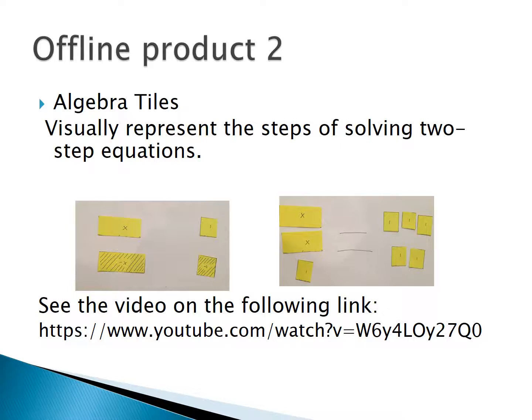I created a video about just one example of how to use algebra tiles to solve 2-step equations. So please go to this link and watch the video. I will also put this link on the discussion board when I upload it, and when I put the link of this PowerPoint presentation, and I will also put this in the comment section of the YouTube page where I put this video. So please go to this link and watch the video, and you will be able to understand how it works.